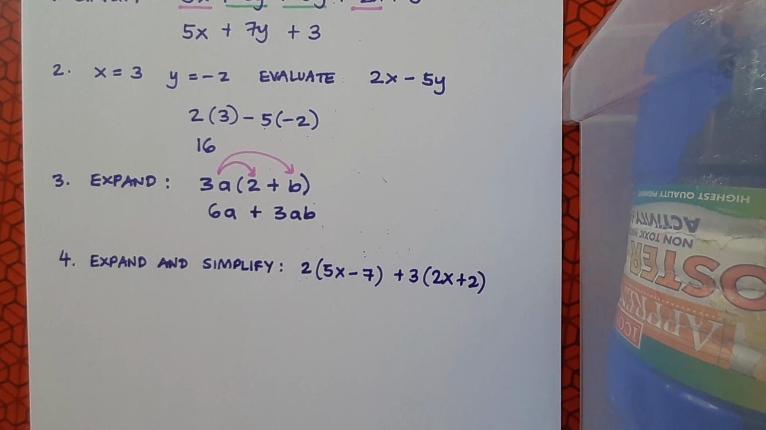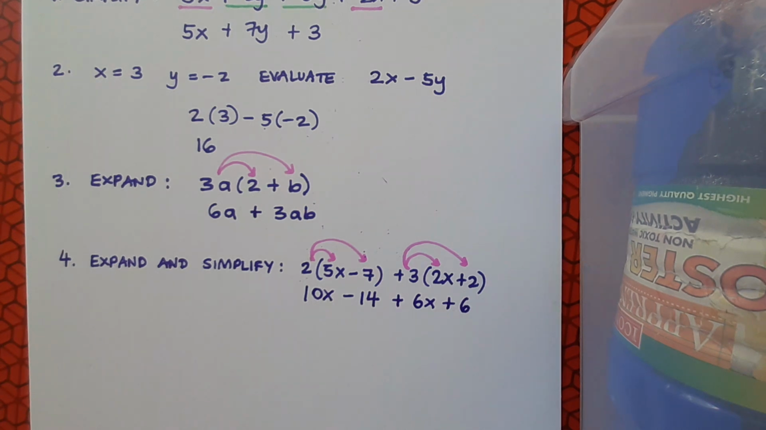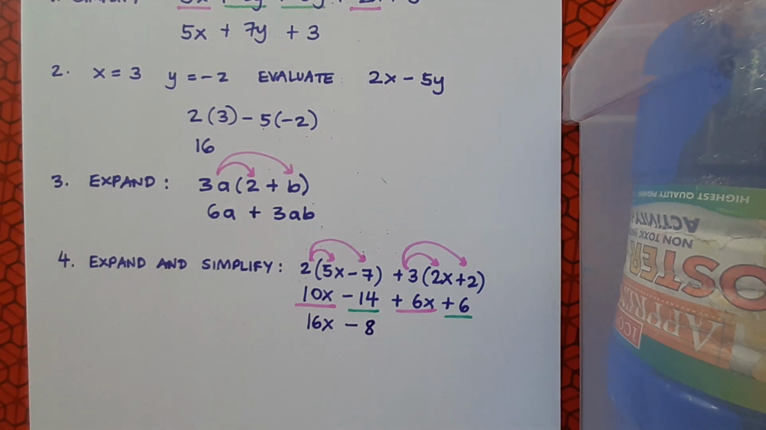Question 4 says expand and simplify. So there's 2 sets of brackets here. So I must multiply the 2 by the first bracket and the +3 by the second bracket. So when I multiply here, I'm going to get 10x - 14 from the first set of multiplication, plus 6x + 6 for the second set of multiplication. Now I can simplify by putting like terms together. So 10x + 6x are like terms, and together they'll make 16x. -14 + 6 are like terms, they're both constants. And when I put those together, I get -8. And that's this question finished.